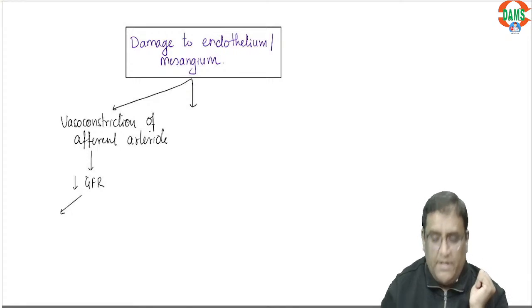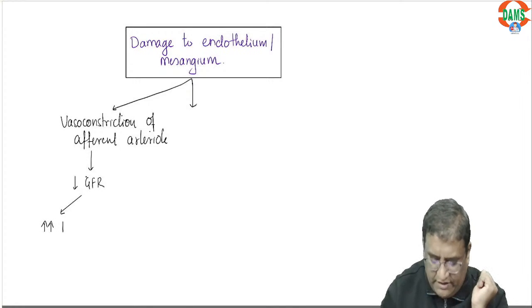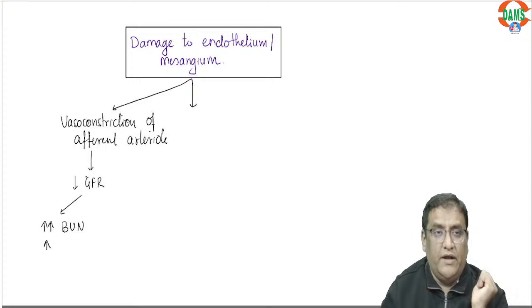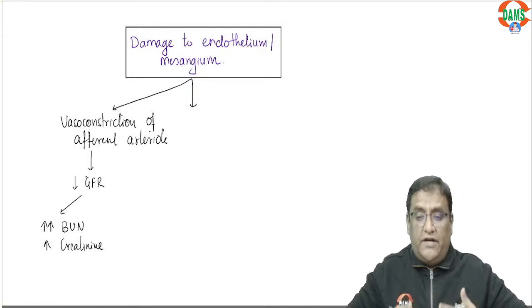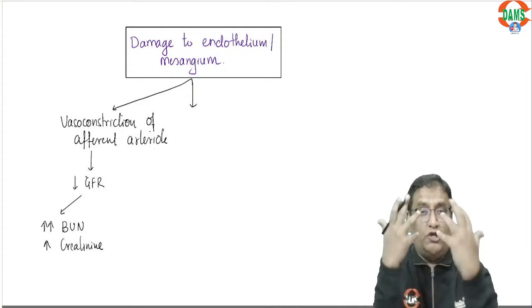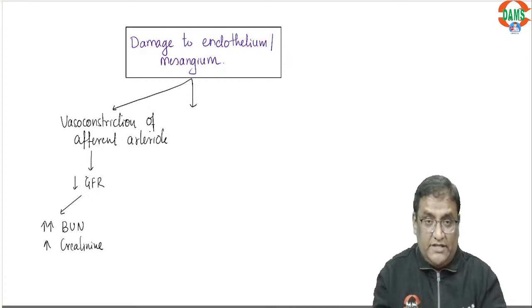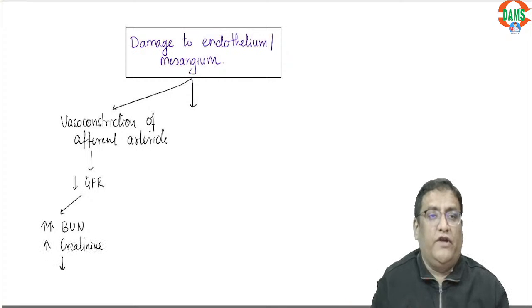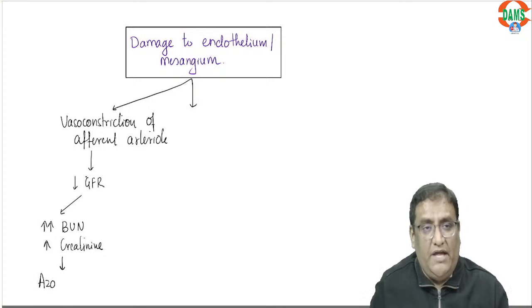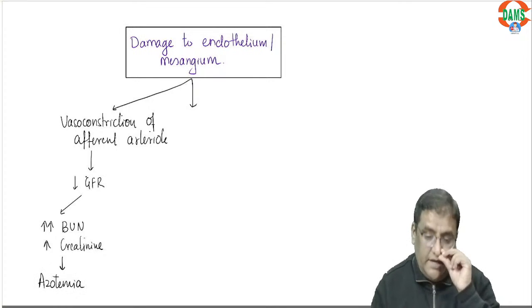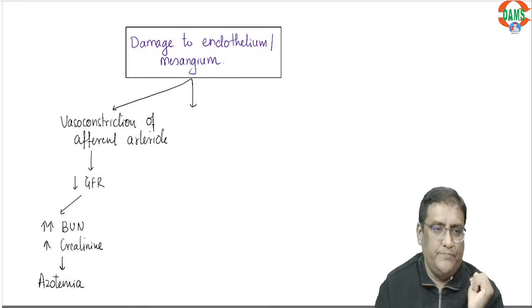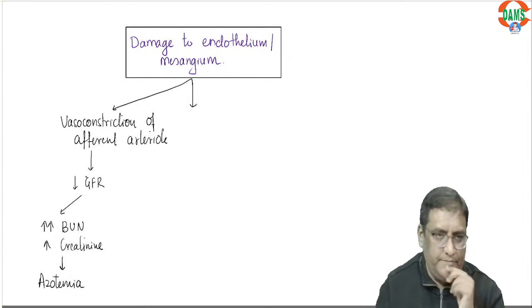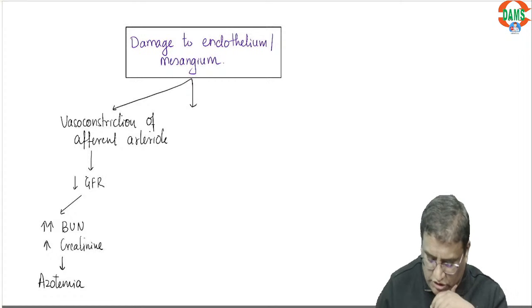GFR reduces. First thing, there will be an increase in BUN and increased creatinine. Why? Filtration of the glomeruli is reducing. Urea doesn't get filtered. Creatinine also doesn't get filtered. Simple. So increased BUN, increased creatinine. This is what we call biochemically azotemia. So what is azotemia? Increased creatinine and increased urea. Azotemia, right?